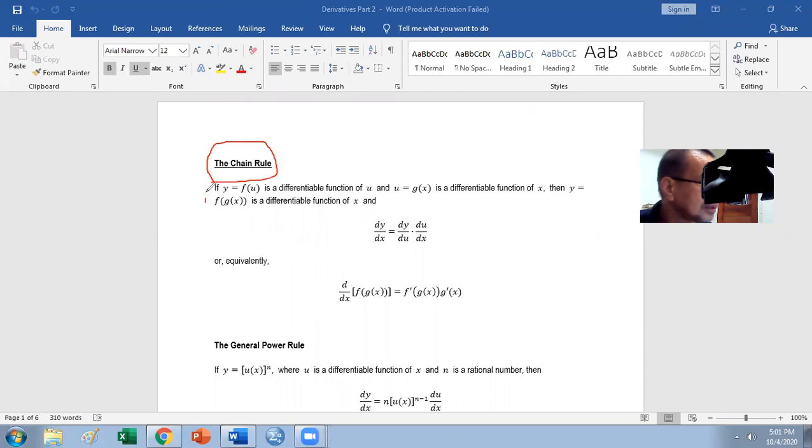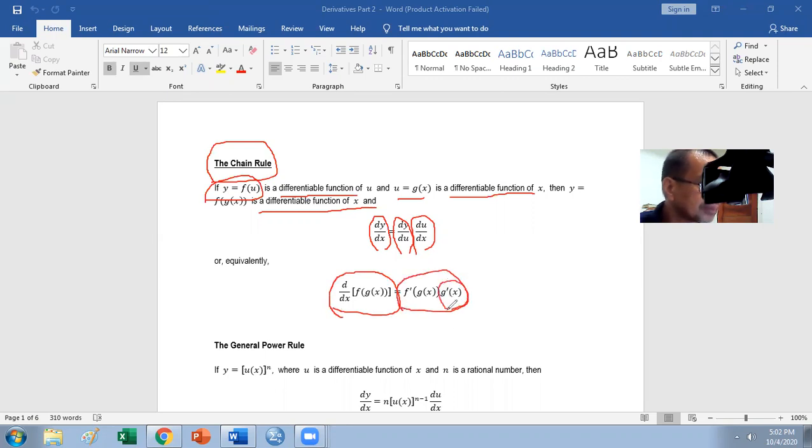Now, if y is equal to f of u and is a differentiable function of u, and u is g of x and is also a differentiable function of x, then y equals f of g of x is a differentiable function of x. Now ito ay dy/dx is the same as dy/du times du/dx. Okay? Or equivalently, derivative ng f of g of x is the same as f prime of g of x times the derivative ng nasa loob, that's g prime of x. Okay?